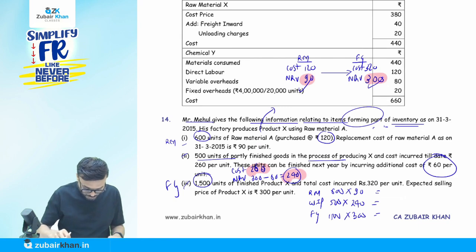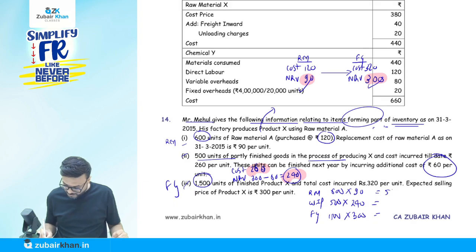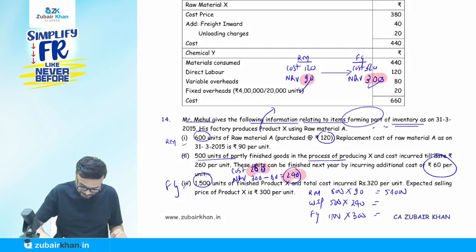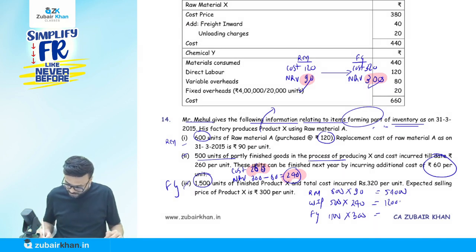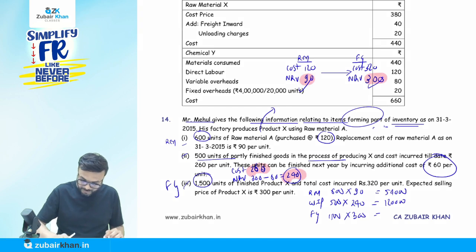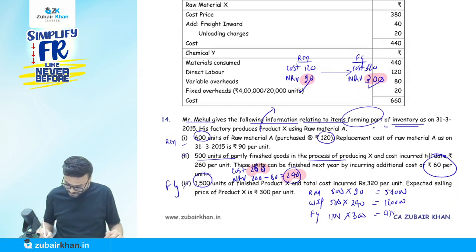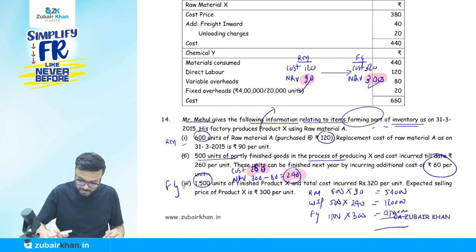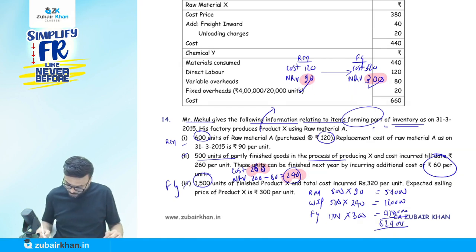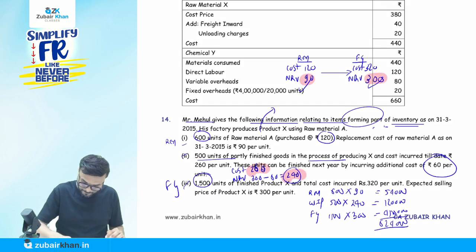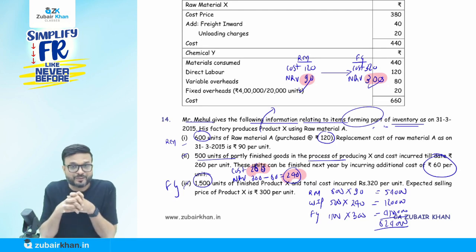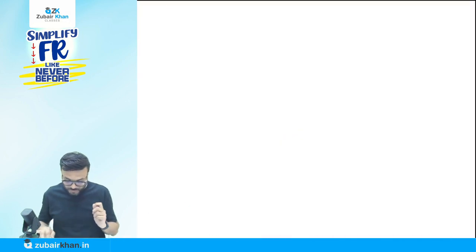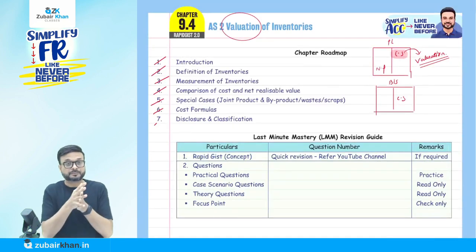Now you got what? 7 marks. People call it so difficult, sir. Not at all. So 600 multiplied by 90 is coming to 54,000. Then 500 multiplied by 240 is 1,20,000. And 1,500 multiplied by 300 is 4,50,000. If we do the total, that is 6,24,000. Correct? Done. So now we have completed Accounting Standard 2.